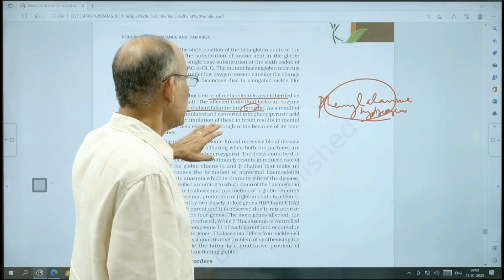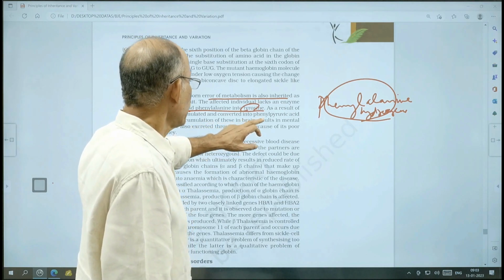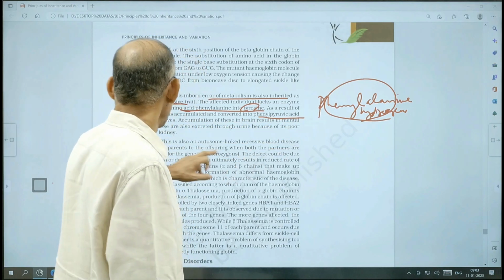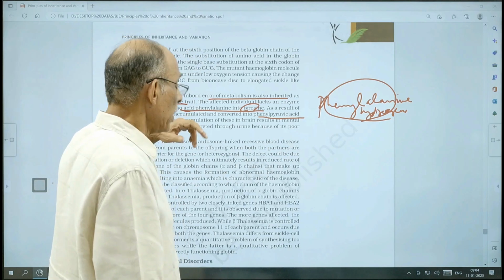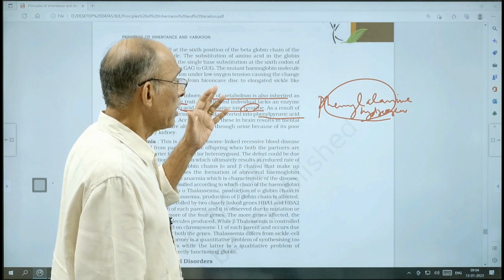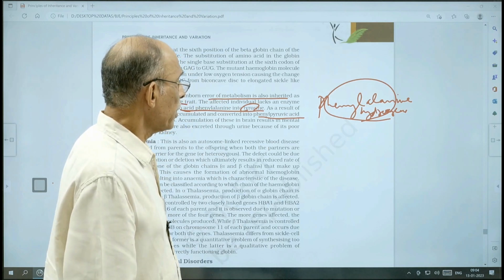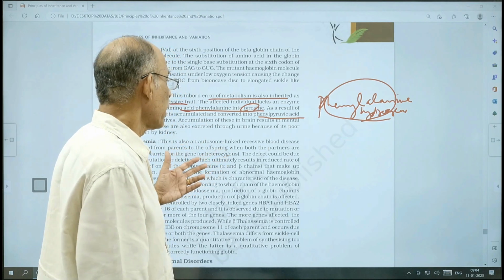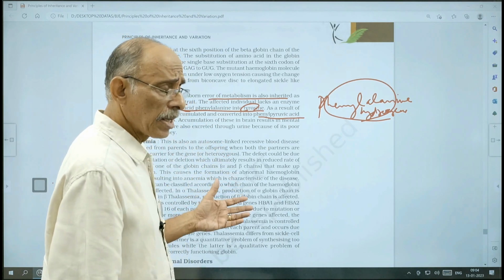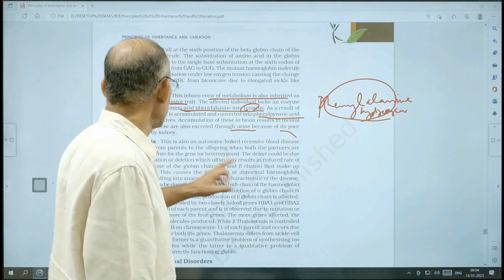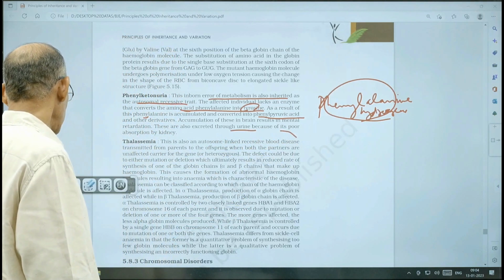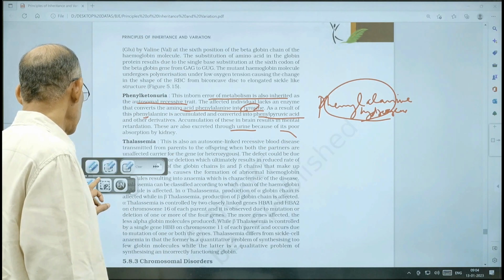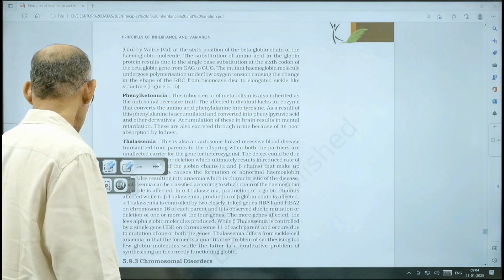So phenylalanine, or sometimes phenylpyruvic acid or phenyllactic acid, is accumulated in the brain and spinal cord, and they will show mental retardation, and it is also excreted through the urine. So this disease is known as phenylketonuria, an inborn error due to an autosomal recessive condition.